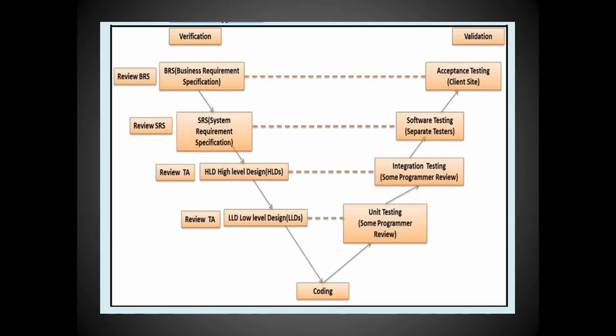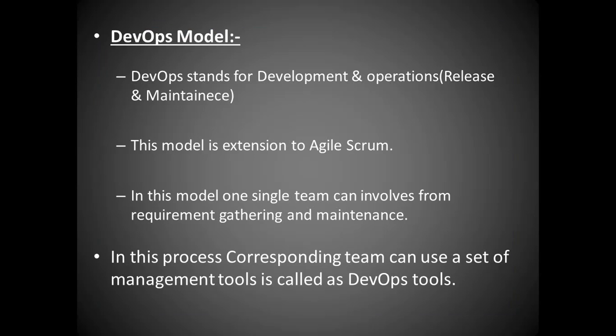Next one, the DevOps model. DevOps stands for development and operations, release and the maintenance here. This model is an extension to Agile Scrum itself. In this model, one single team can be involved from requirement gathering to maintenance. In this process, the corresponding team can use a set of management tools called DevOps tools.